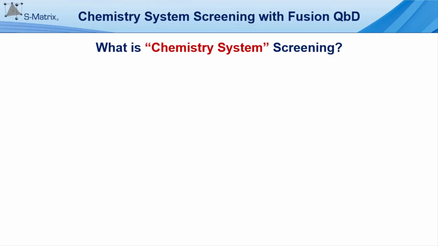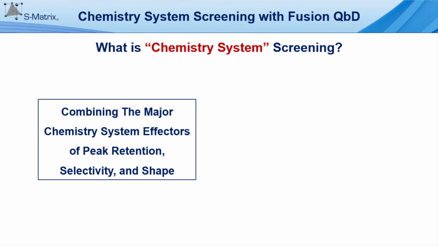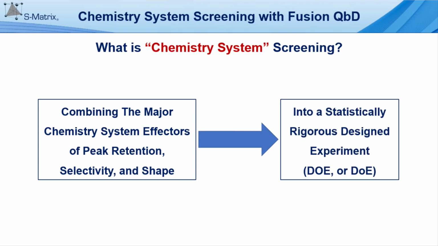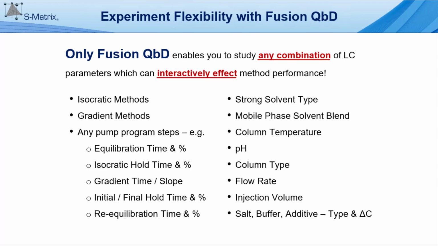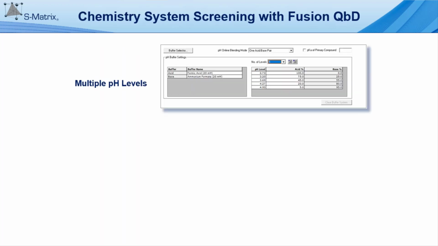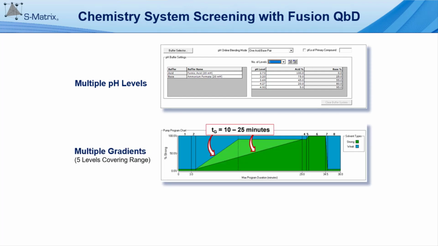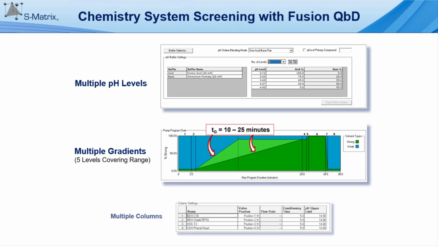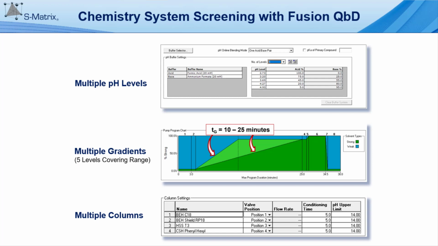Chemistry system screening means combining the major chemistry system effectors of peak retention, selectivity, and shape into a statistically rigorous designed experiment. With Fusion QbD, you can study any combination of LC parameters which can interactively affect method performance. In this chemistry system screening study example, we will combine multiple pH levels using the online preparation mode with multiple gradients covering a range of 10 to 25 minutes, in combination with multiple columns.